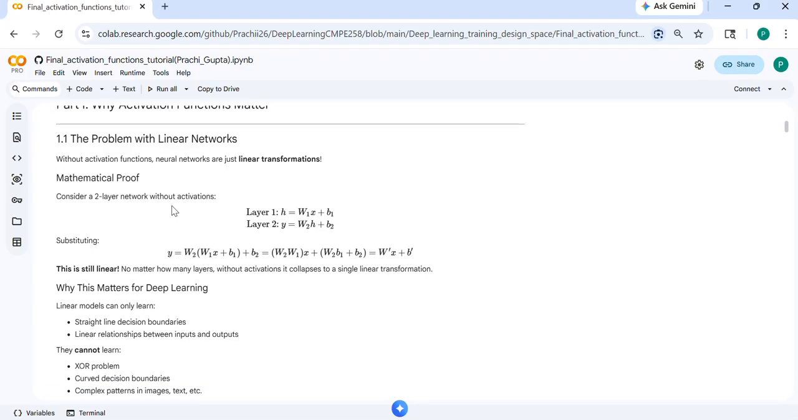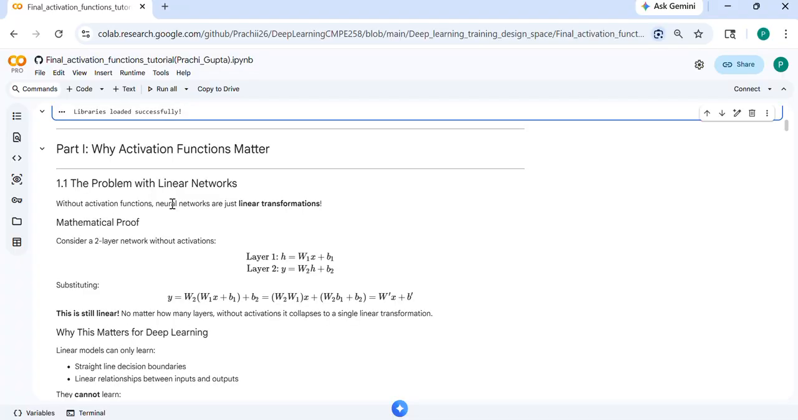And then let's move forward. So this cell explains the core motivation behind activation functions. I show mathematically that stacking linear layers still results in a linear transformation. So even a deep network without activation functions behaves like a simple linear model. This means it cannot learn complex patterns like XOR or curved decision boundaries. So activation functions are required to introduce nonlinearity to our network.